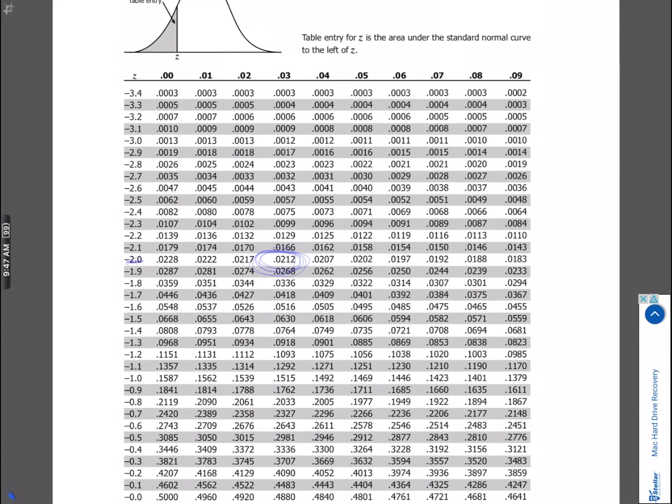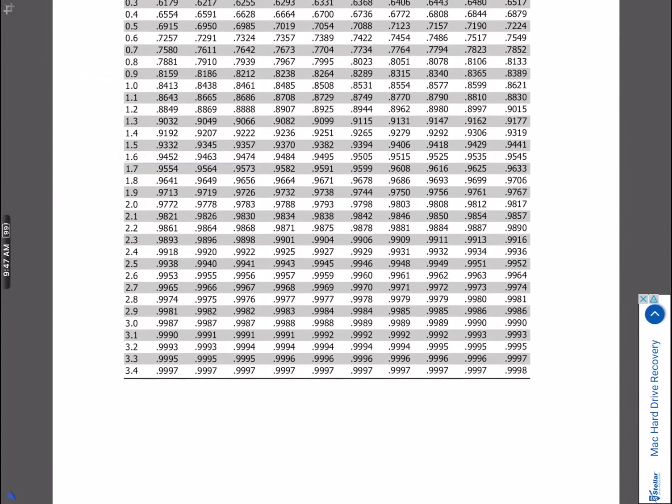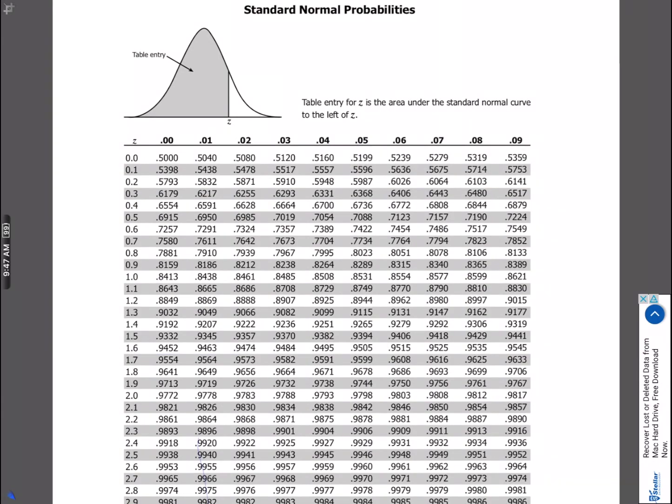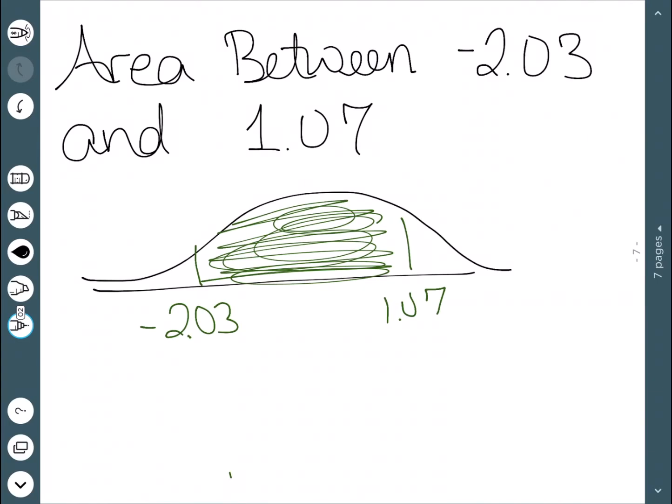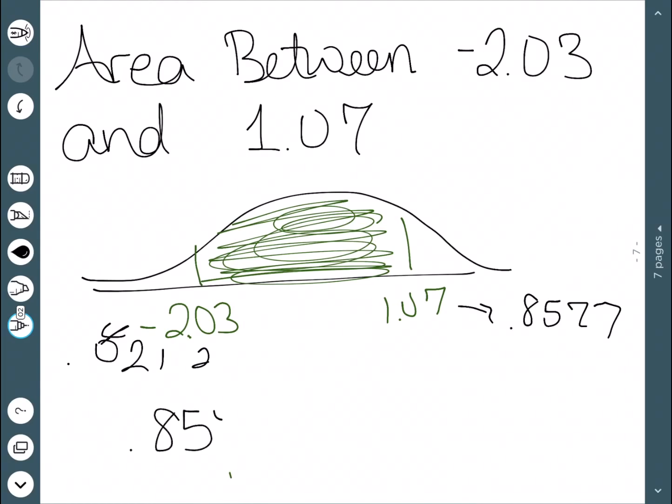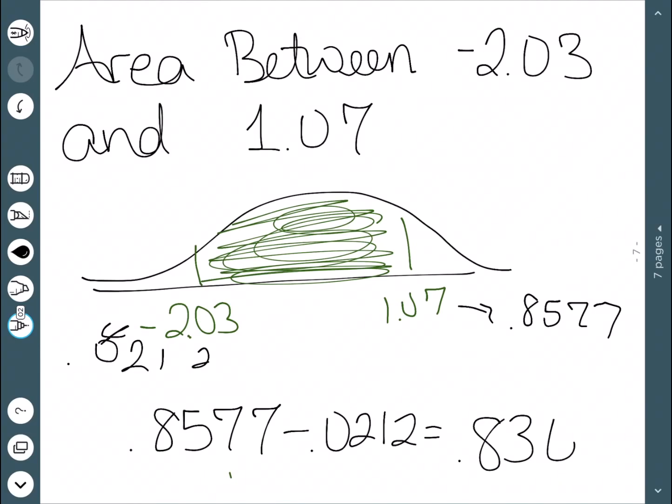We also need to look up our other value, which was 1.07. So we'll move to the positive side. The first column, we're looking for 1.0. And then we want to see where that meets at the 7 along the top. And we can see that we have 0.8577. Moving back to our example, we had this one corresponding to 0.8577 and this one corresponding to 0.0212. And now we just need to subtract these values. And when we do, we get 0.8365.